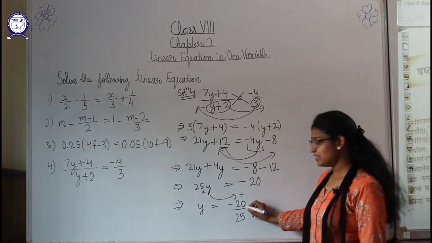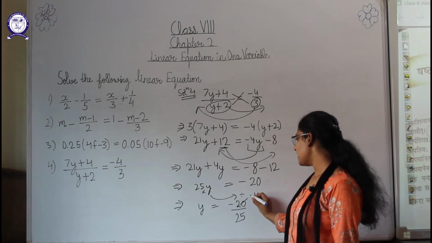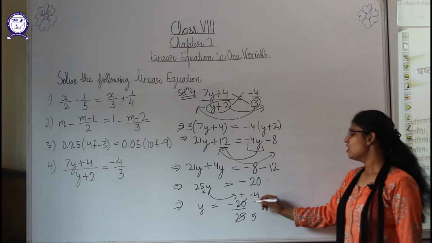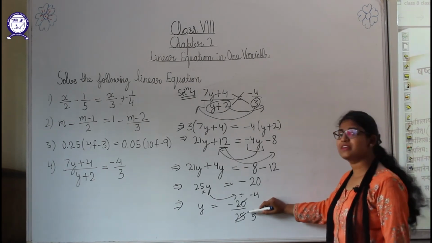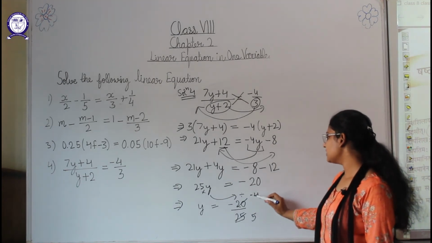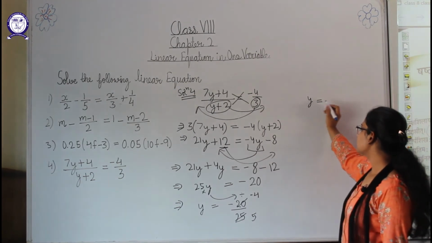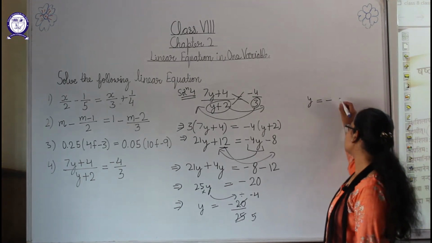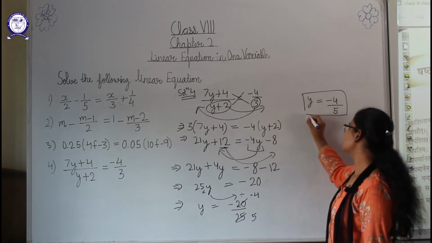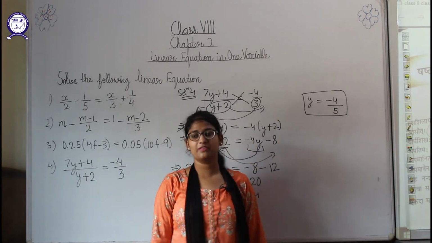Now students, we can divide both of them with 5, so it will be 4 and the minus sign is here, so minus will be here, and 5 is 25. What we are doing here, students, is basically dividing both numerator and denominator by 5. So 5 fours are 20 and 5 fives are 25. So what is our answer? The value of y is equal to minus 4, as numerator is minus 4 by 5. So this is our answer students, the value of y comes out to be minus 4 by 5.